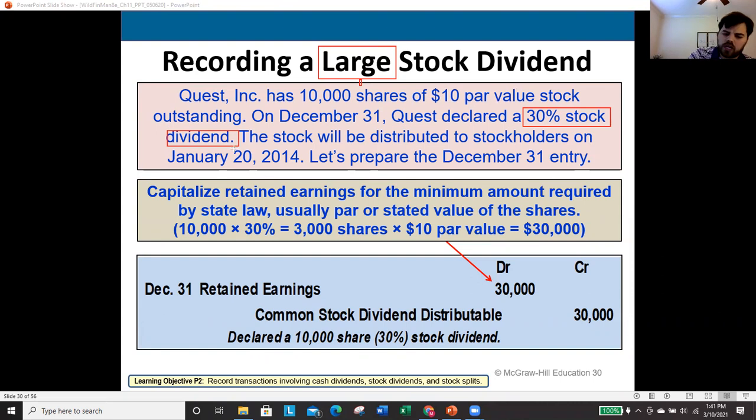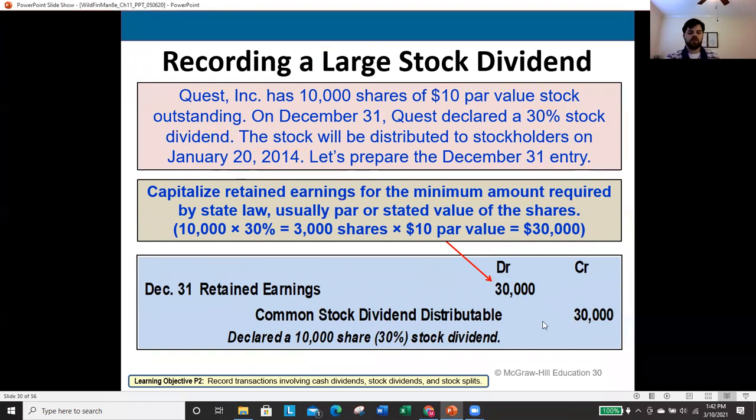So the stock will be distributed on January 20th, 2014. Preparing the journal entry on December the 31st will look like what? So we have to come in, we will capitalize retained earnings for the minimum amount required by law. Typically, this is the par value. So when I'm dealing with a large stock dividend, I am using the par value for retained earnings. When I'm using a small stock dividend, you'll remember that that was the market price. So this is why it's so important. So we'll debit retained earnings for the 3,000 additional shares times the $10 par value. That is a $30,000 difference. Now this will create a credit to common stock dividend distributable for $30,000.